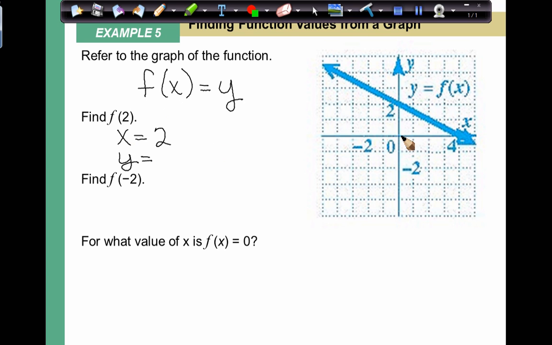So if we go to 2 on the graph, it's a little bit fuzzy. We can come over to 2, and then we're going to go up to the graph, and the graph is right here.